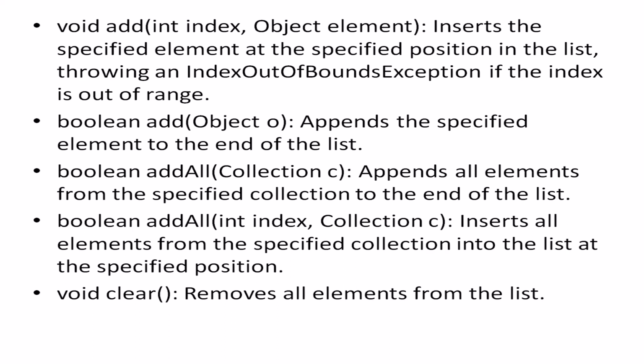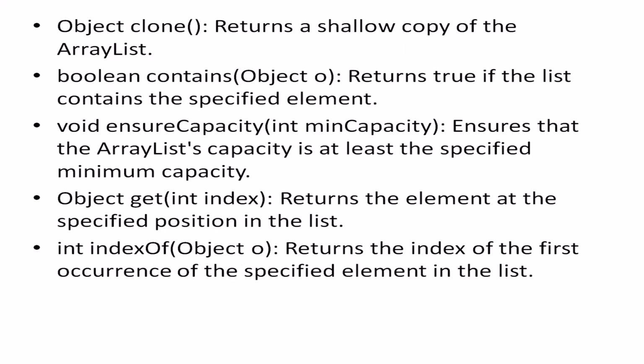Next, boolean add(Object o). It appends the specified element to the end of the list. Next one is boolean addAll(Collection c). It appends all the elements from the specified collection to the end of the list. Next one is boolean addAll(int index, Collection c). It inserts all elements from the specified collection into the list at a specified position. Next method is void clear(). It removes all elements from the list. Next one is Object clone(). It returns a shallow copy of the ArrayList. It means it contains a duplicate copy of an ArrayList.